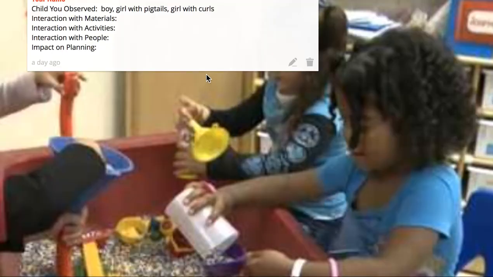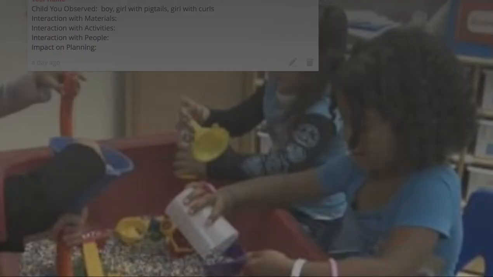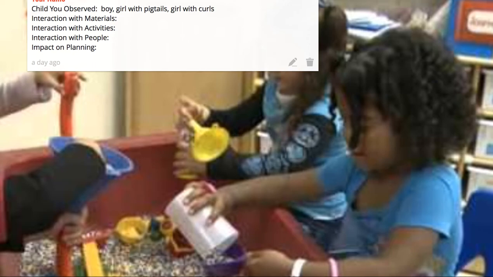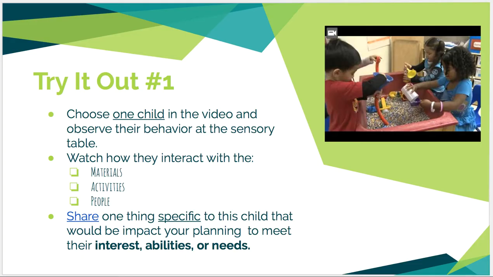And I do have a little bit of an example here I can show you. The example says, name the child that you observed. Was it the boy, the girl with pigtails, or the girl with curls? How did that specific child interact with the materials? How did they interact with the activity? How do they interact with the people around them, and what impact does this have on your planning as a teacher? And that's going to, again, be for participation points out of that 10 points that you'll be gathering this week.